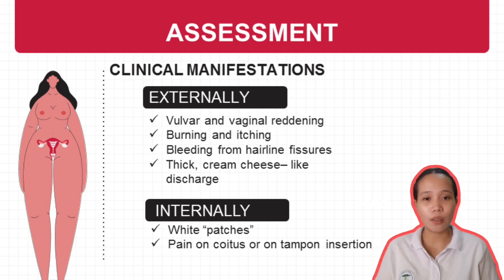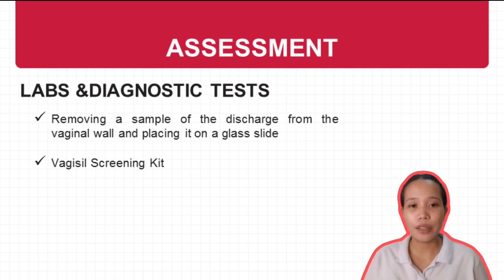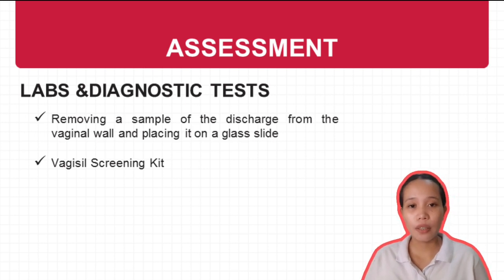Candidal infections can also be present at other body sites, such as the oral cavity or a moist area such as the umbilicus. In immunosuppressed individuals, candidal infections can become systemic. Candidal infections are diagnosed by removing a sample of the discharge from the vaginal wall and placing it on a glass slide. 3 or 4 drops of 20% potassium hydroxide solution are then added, and the mixture is protected by a cover slip. Under a microscope, typical fungal hyphae indicate the presence of candida organisms.